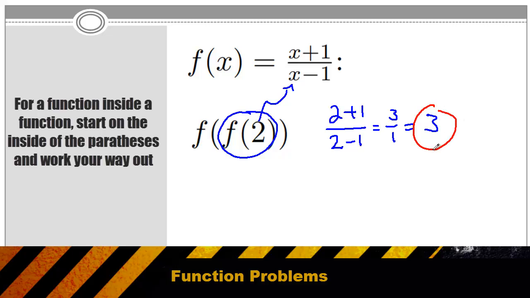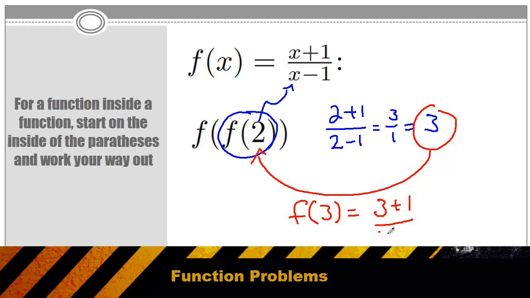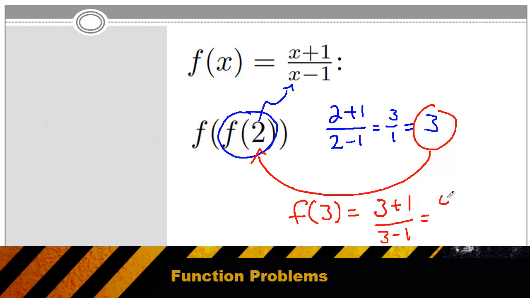Next, I take that 3 and I plug it back into my parentheses. And I rewrite the question as now the function of simply 3. And then I follow the same steps I did before: just take 3 and plug it in for x. So I write my equation as 3 plus 1 over 3 minus 1, or 4 over 2, or just 2.